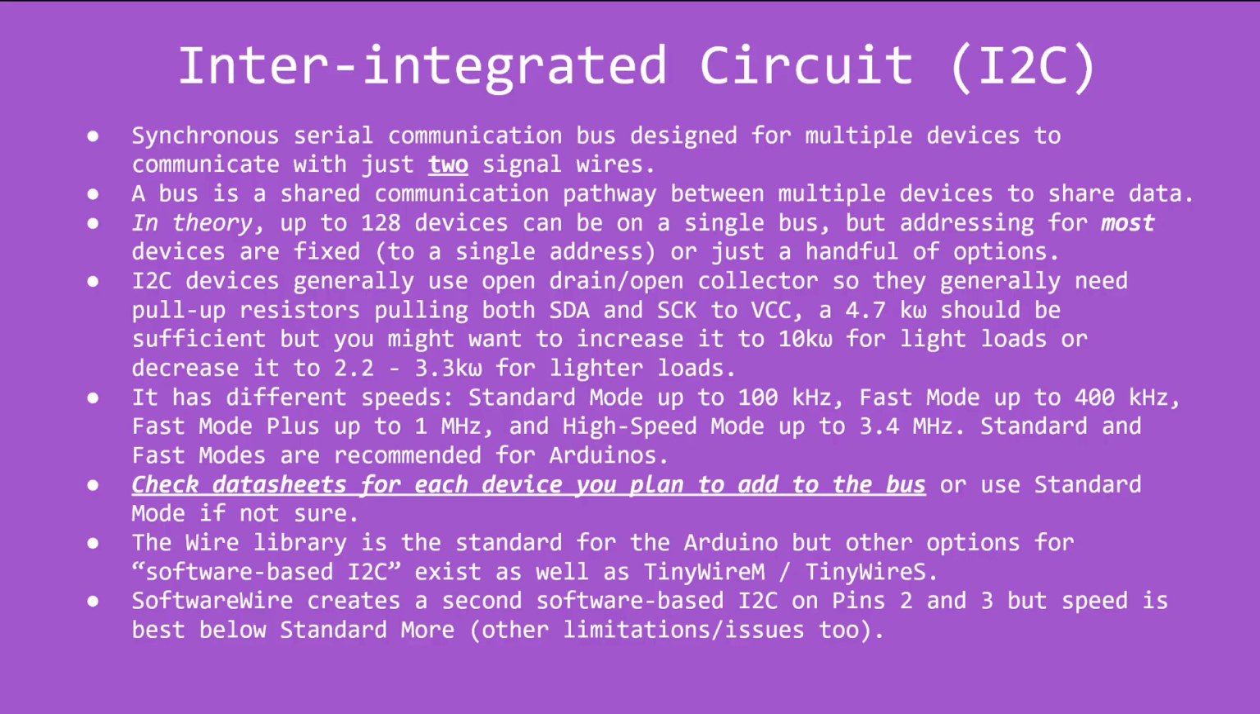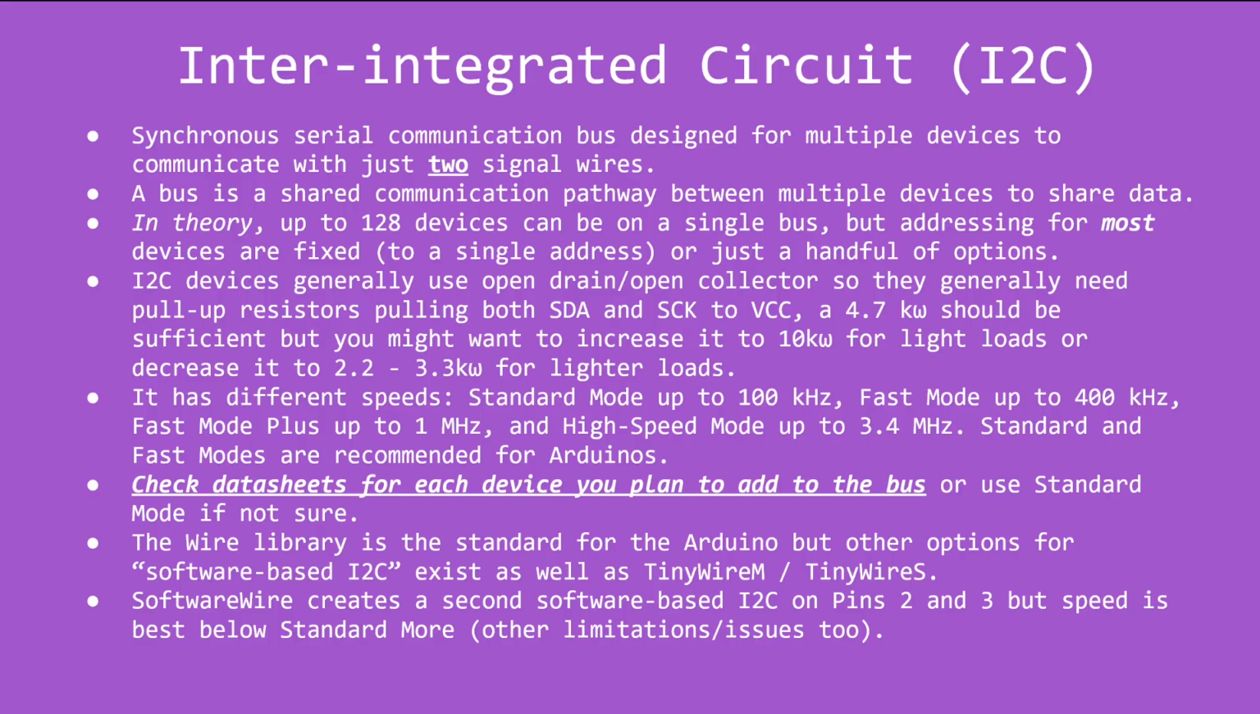They generally use open drain or open collector, depending on if they're using BJTs or MOSFETs. So they generally need pull-up resistors pulling both data and clock to VCC. I usually recommend a 4.7 kilo ohm resistor. It should be sufficient. You might want to increase it to 10 for certain light loads. You might even want to decrease it for heavier loads, but start with a 4.7, assuming you have a 4.7.